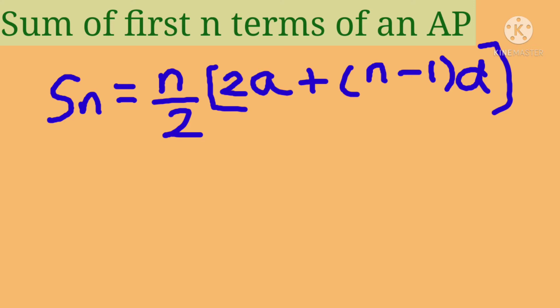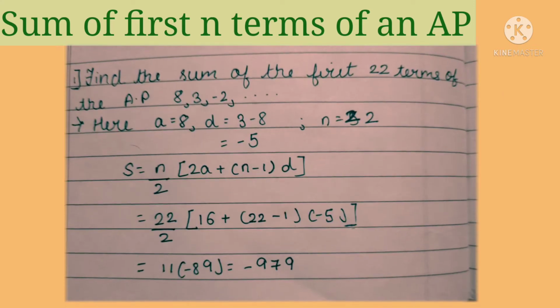I'm going to take one more example for this formula and we'll solve it. The question is: find the sum of the first 22 terms of the AP 8, 3, minus 2, and so on. We need to find the sum of the first 22 terms, so it's S of 22. So n will be 22, a will be 8, the first value, and d is the common difference, 3 minus 8, which is minus 5.